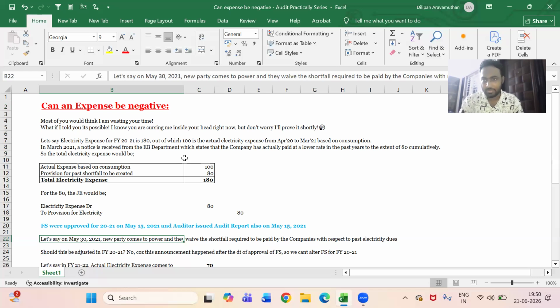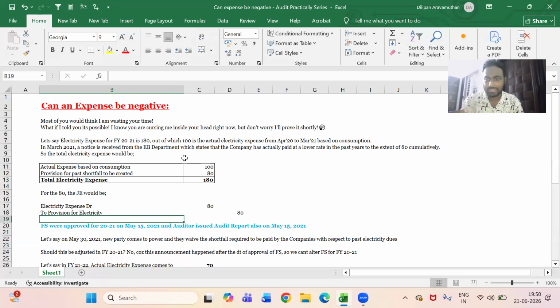So when was this information received, guys? This was received on May 30th, 2021, the date after which the financial statements were approved, and the date after the auditor's report. Can this be adjusted, guys? Can we reverse this entry by probably passing the entry provision for electricity debit to electricity expense in 2021 itself? No, guys, we cannot do that because the financial statements were already approved and the auditor's report is already issued. So this probably came to the knowledge after all these events took place. So obviously the auditor cannot go back and revise the auditor's report, and the management cannot go and amend the financial statements right now.